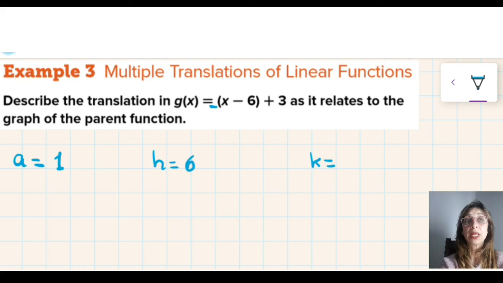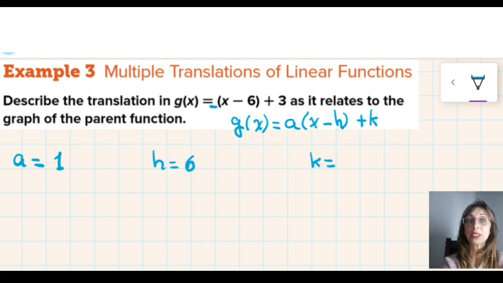Remember that the general form of the transformed function looks like this: g of x equals a times (x minus h) plus k. So whenever you have x minus a number, this means that the number is already positive. But if it is x plus a number, this means that h is negative. And k equals positive 3. Now I have a, h, and k. I will start describing. Of course, a is 1, so there is no dilation.